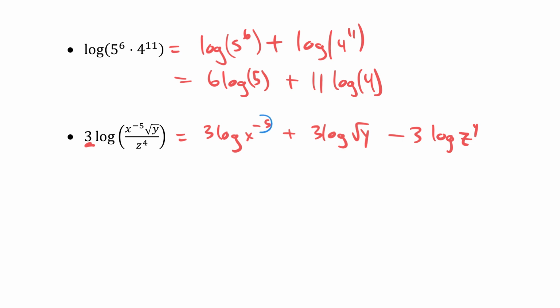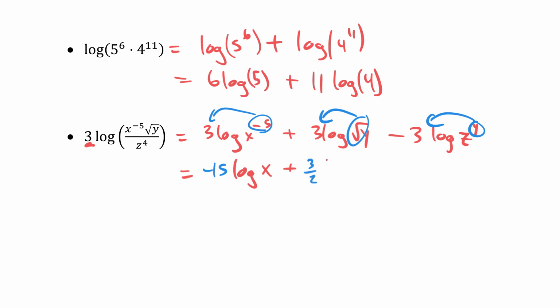Okay, now we're going to take these exponents and bring them down. And when they come down, they have to multiply because there's already a coefficient sitting there. So 3 times minus 5 is minus 15 log x. The square root we know is a 1/2, so we're going to bring this down as 3 over 2 log y. And the 4 we're going to bring down with the 3 to make it 12 log z. And that would be the logarithm fully expanded.